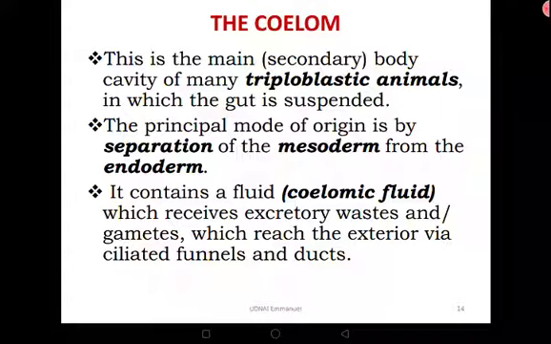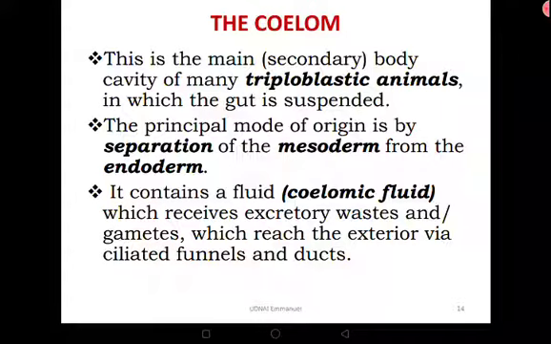That part there is called the coelom, and is usually found in organisms that are triploblastic. Organisms that have the ectoderm, the mesoderm, and the endoderm. So usually the coelom is a modification of the mesoderm. It's found in the middle of the ectoderm and the endoderm, and it's where most of the organs are located. The principal mode of origin is by separation of the mesoderm from the endoderm. So it is found within the mesoderm, in the junction between the mesoderm and the endoderm.